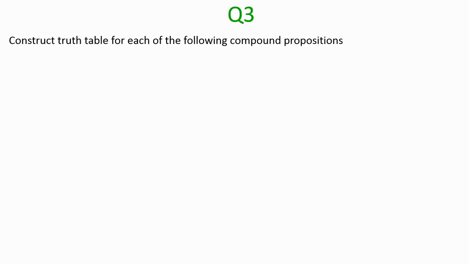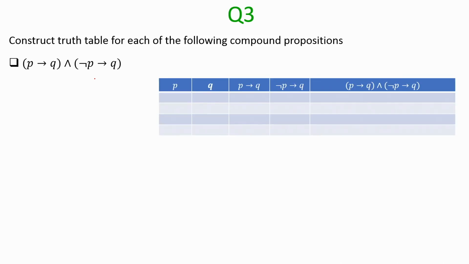Now, question 3 is asking you to do the following. You are given a set of compound propositions and you have to draw the truth table. It is a very straightforward question. So, the first compound proposition is this conjunction of two implications. It is a compound proposition involving two variables P and Q.